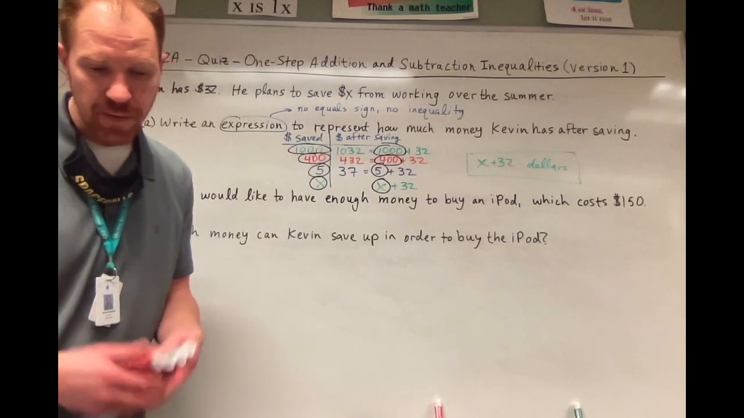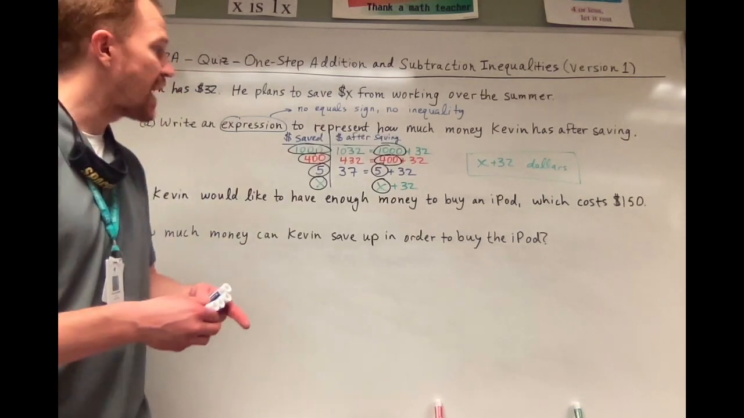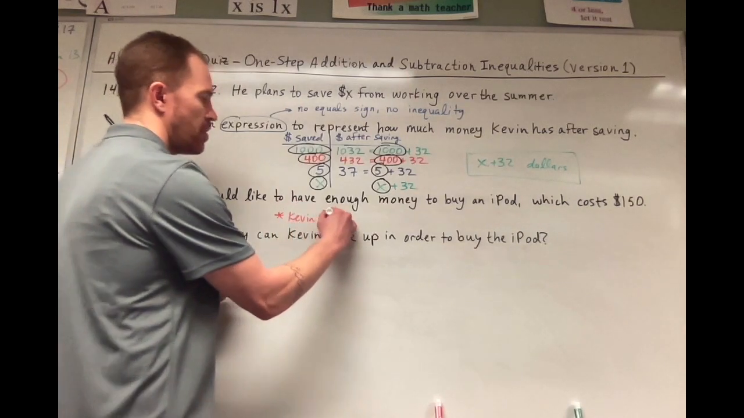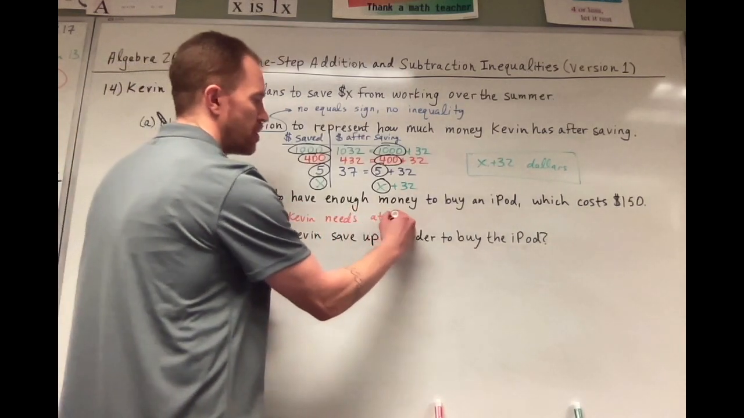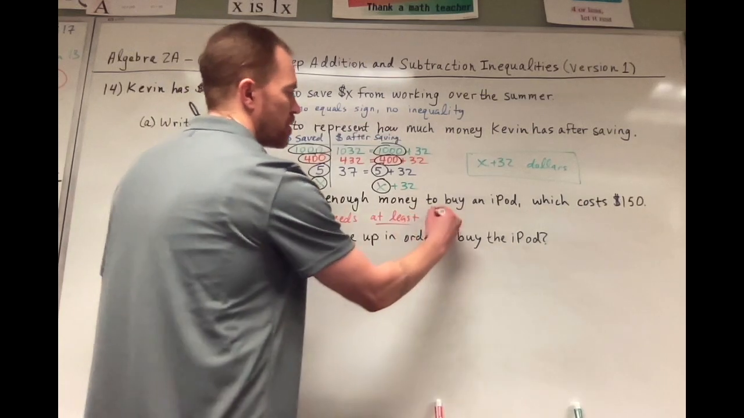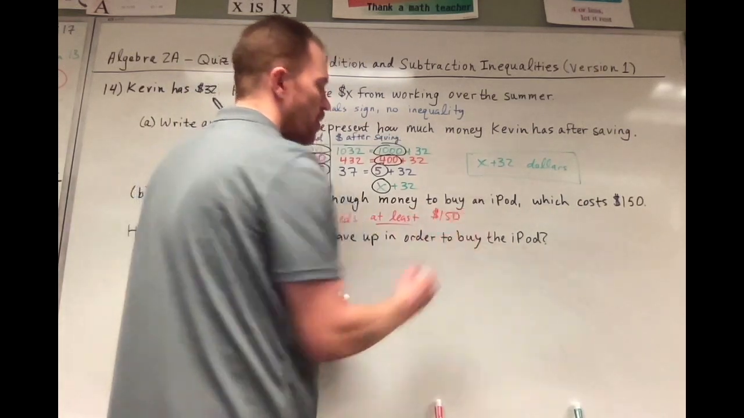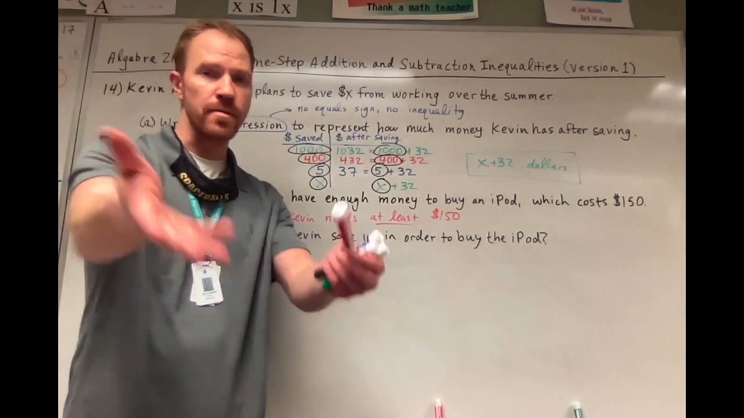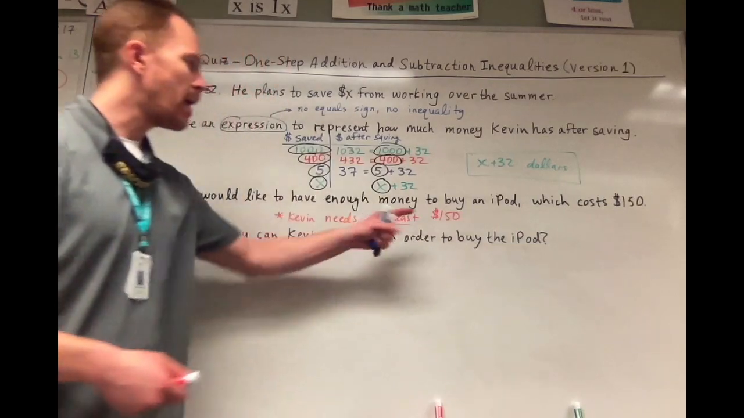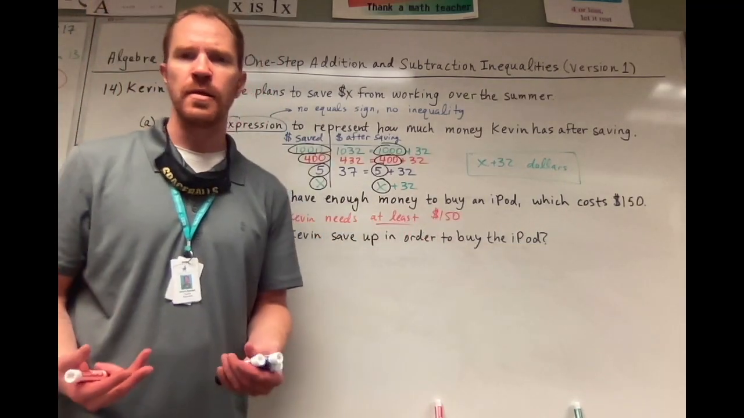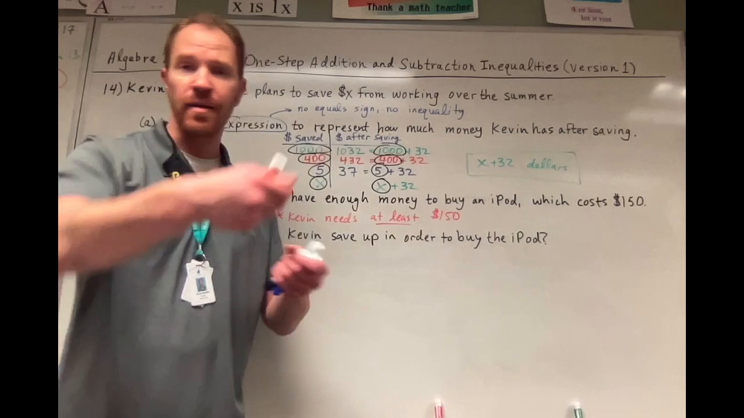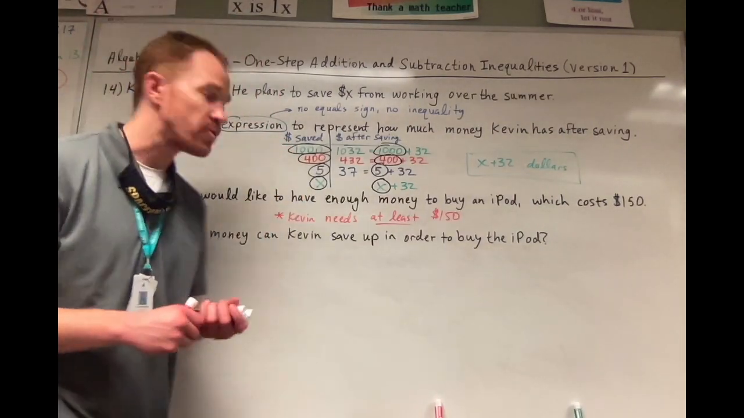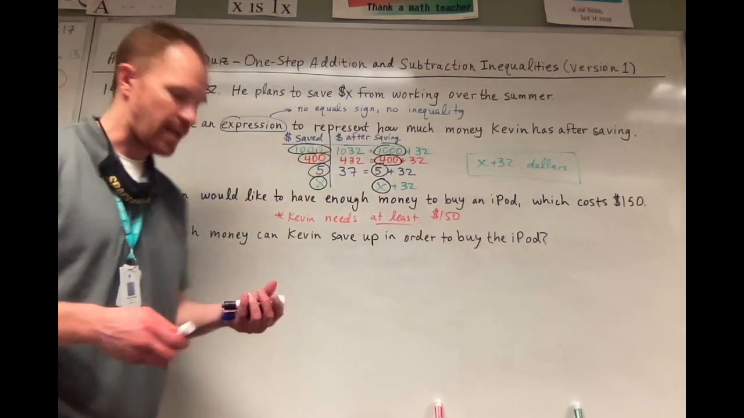So I would just point out here that we could say Kevin needs at least $150. It's okay if I go to the store and I go, hey, iPod costs $150 total, I've got $150, okay, buy your iPod. But if I go to the store with $200, I'll still be able to buy the iPod. They'll say, here's your change for $50. You spent $150 on the iPod, here's $50 in change. So at least $150, okay?